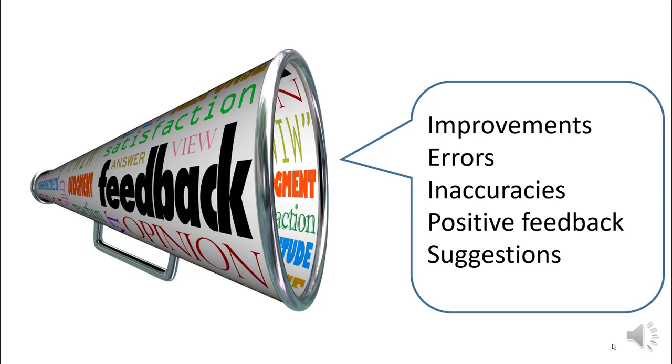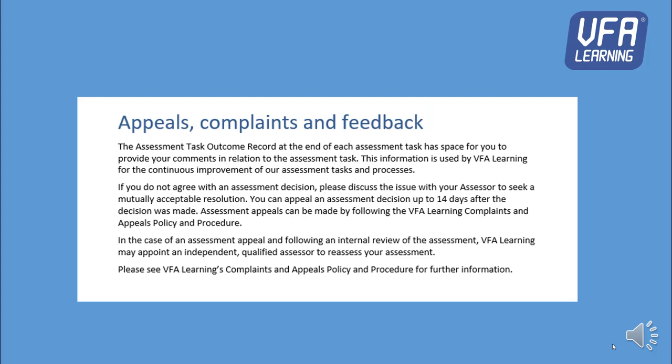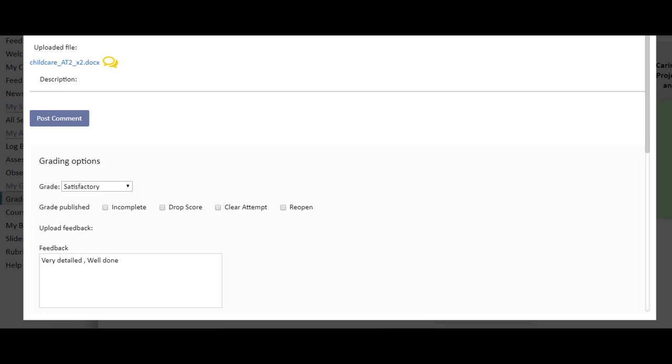If you do not agree with an assessment decision, you've got the right to appeal it through our appeals, complaints, and feedback process. The first step can be to post a comment in the assessment grading section. An example might be where you've been graded wrong for a question, you think you're right, you'd post a comment in there saying, can you please have a look at this question again, you feel that it's right.